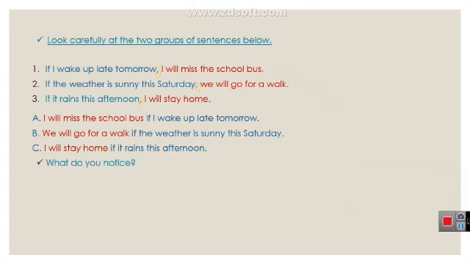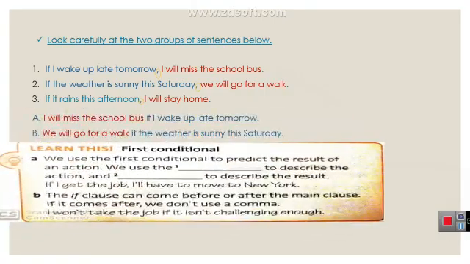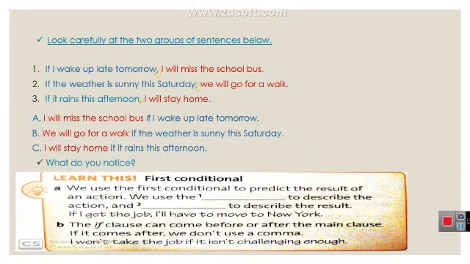Now let's learn this together. First conditional. Rule A. We use the first conditional to predict the result of an action. We use the present simple to describe the action and will plus main verb in the base form to describe the result. Rule B. The if clause can come before or after the main clause. If it comes after, we don't use a comma.